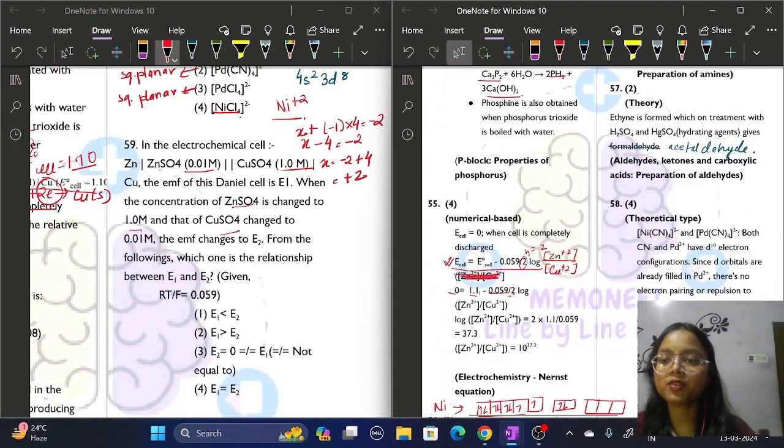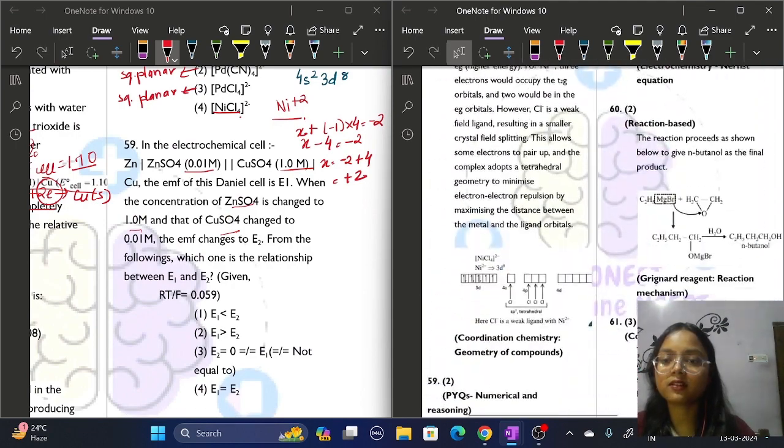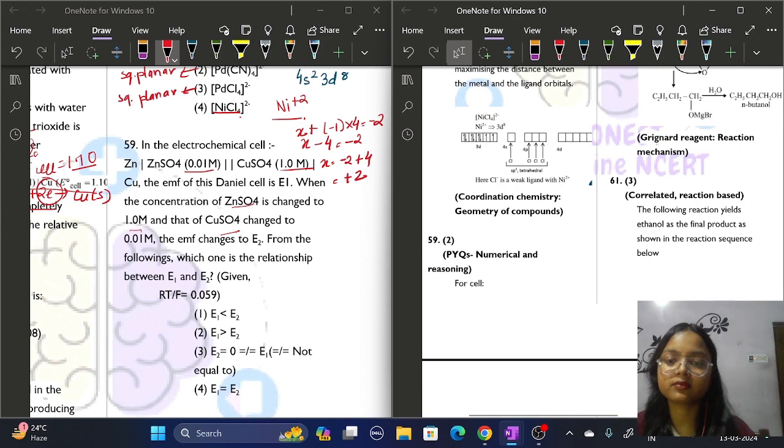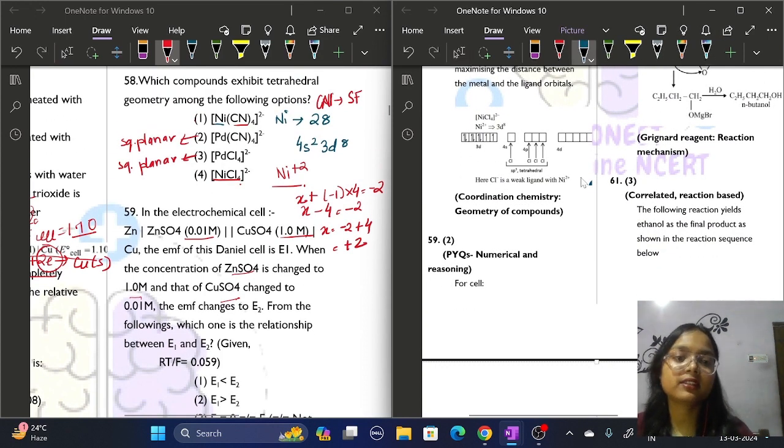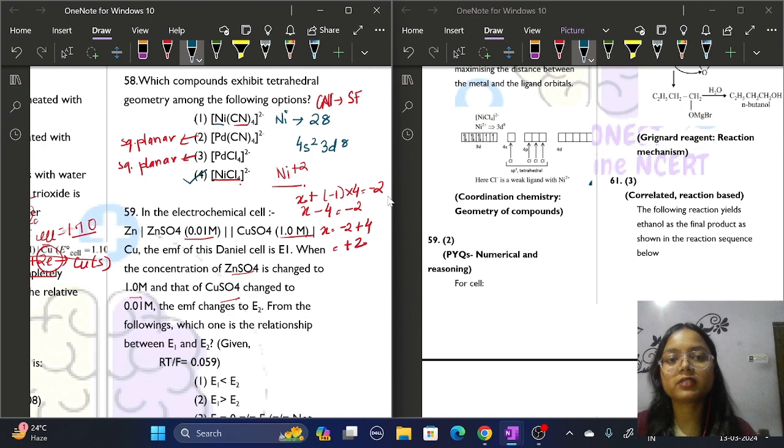So let's move on to the next question. For 58 I have not discussed the answer. For 58 the correct answer is option 4. It will have tetrahedral geometry and the other will have the square planar one.